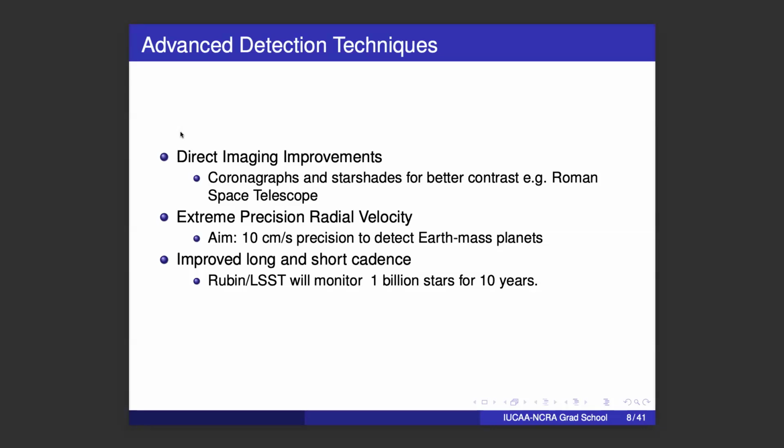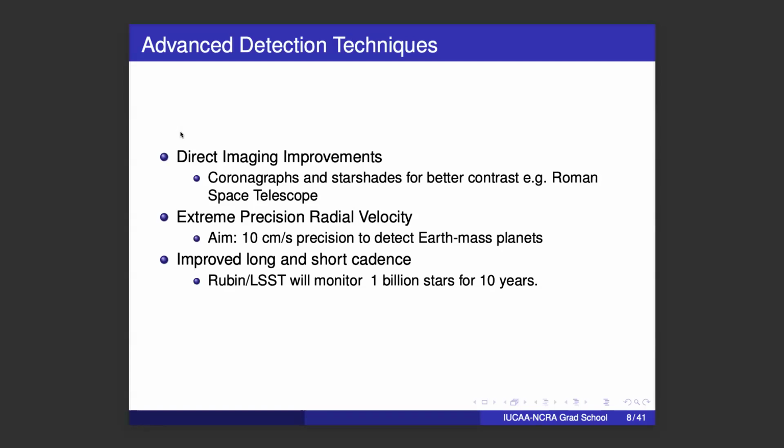Extreme precision radial velocity. So right now we are doing radial velocity, as I told you yesterday, of the order of a meter per second. But if you can do 10 times better, then you will be able to detect Earth-sized planets using the radial velocity technique. So there are efforts underway to develop the technology for doing this.